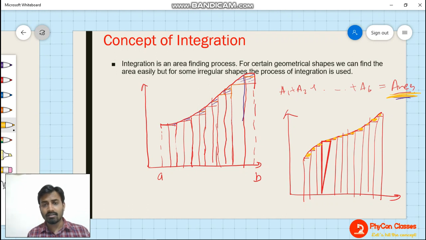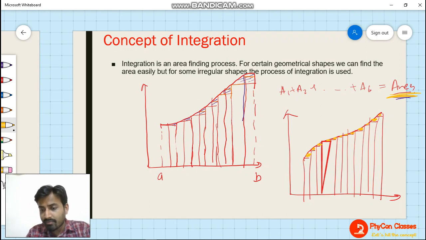Understood? Is this clear? If you are taking more rectangles, dividing the area between A and B into more rectangles, then the error produced in finding the area is going to be reduced, right? This is the simple technique. So if the error is reducing by increasing the number of rectangles, then why don't we choose an infinite number of rectangles between A and B?